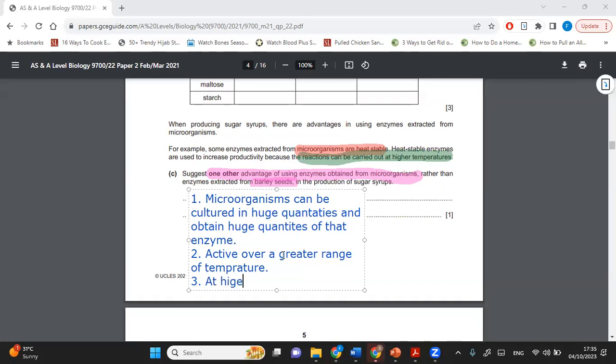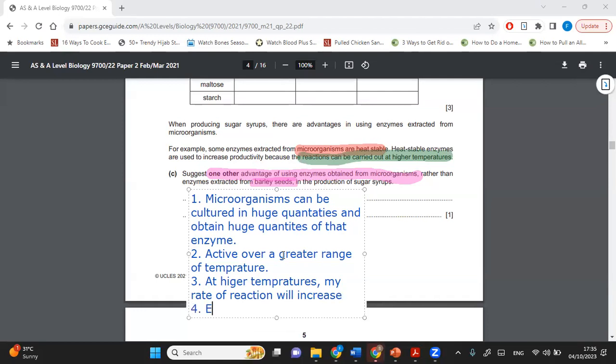So at higher temperatures, my rate of reaction will increase. So by using this enzyme, I can carry out reactions at higher temperatures, and as a result, my rate of reaction will be higher as well. So that's an advantage for me.